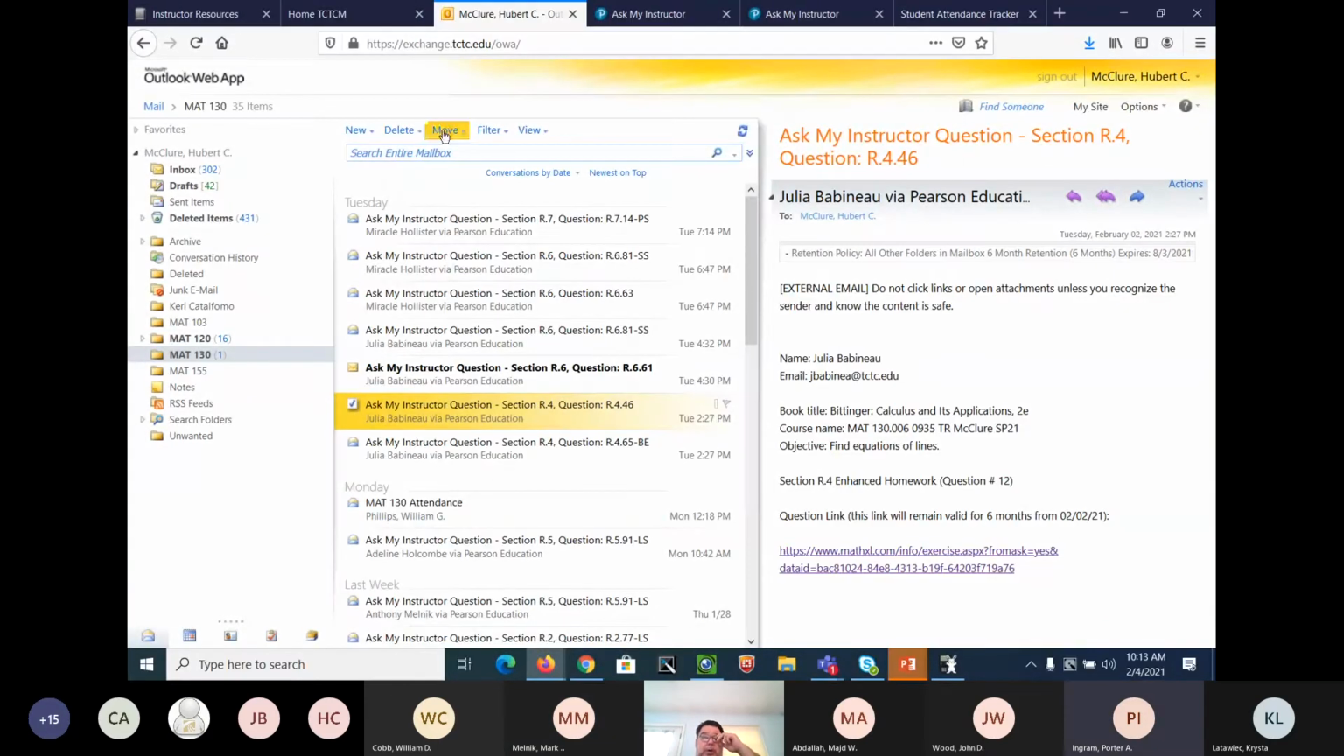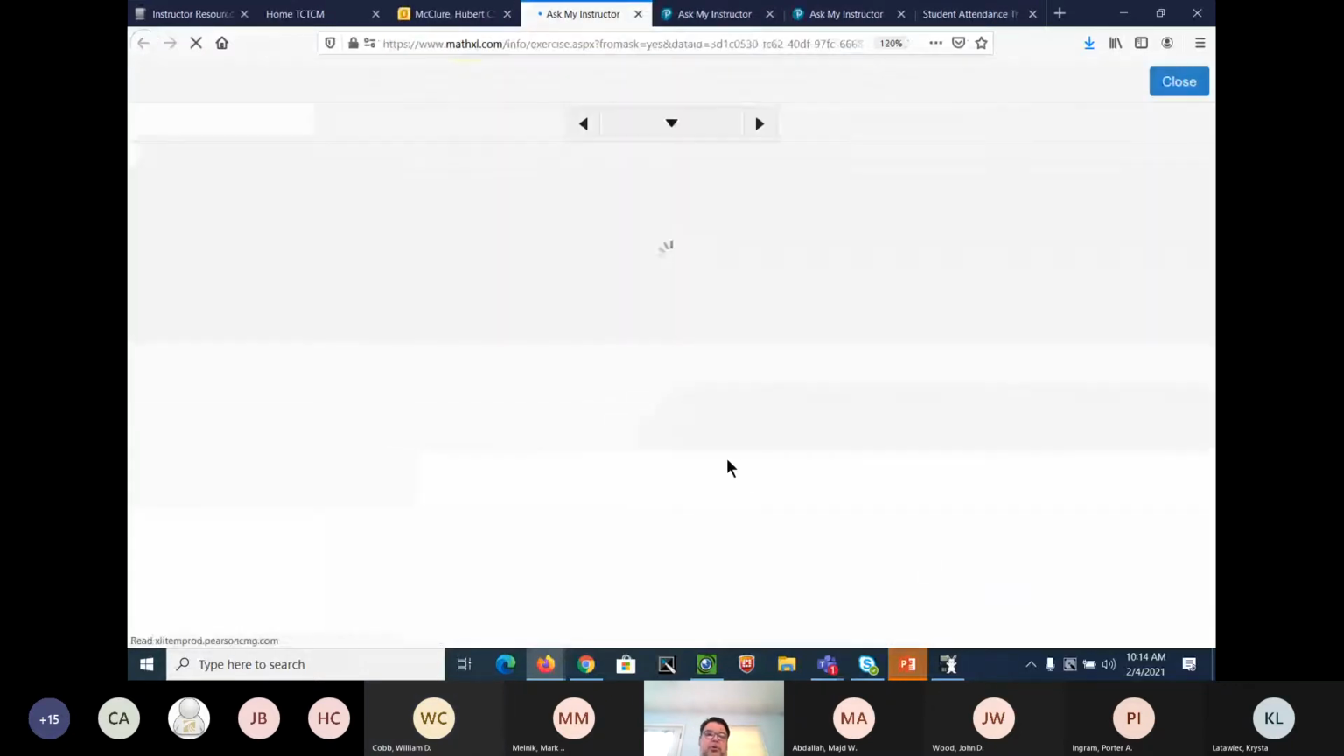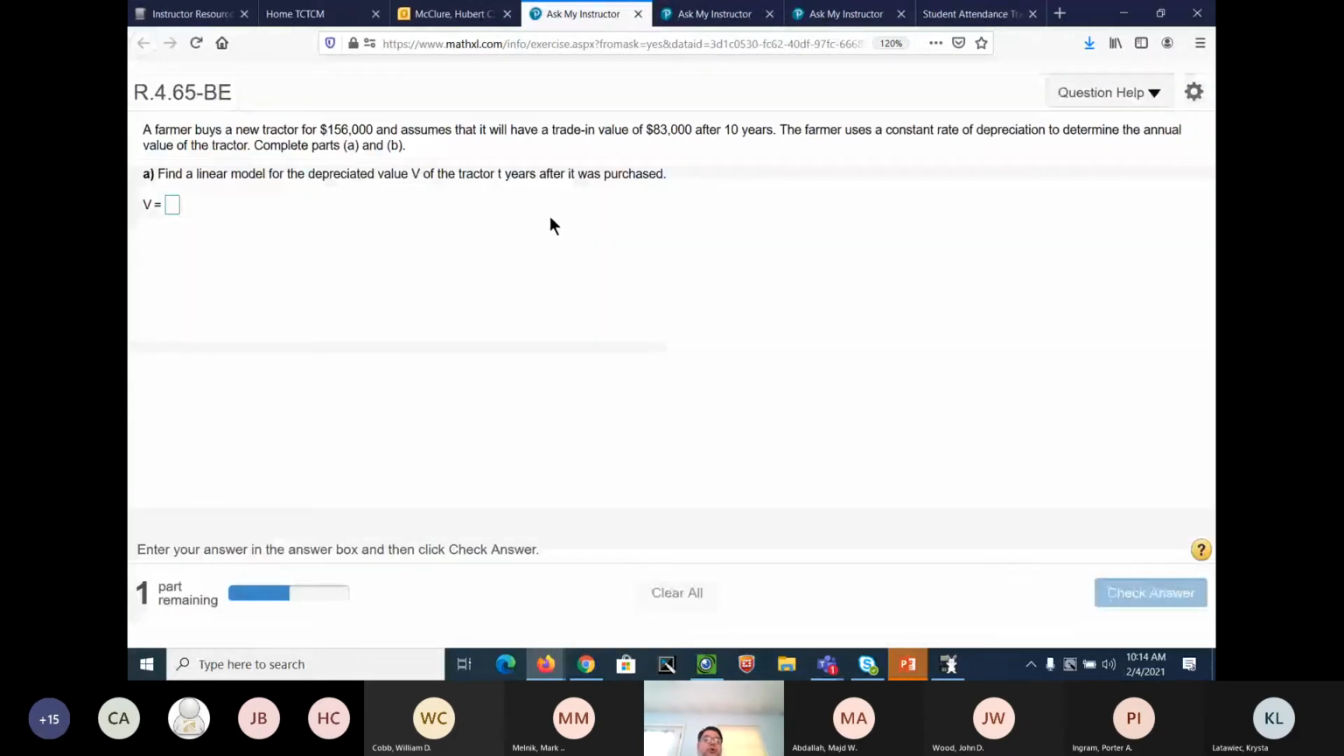All right, looks like we got another R4 question, 65. I don't know what all this is. Never seen that before, and when I haven't seen a question before, that's usually not good. But that's the R4 right there. So let's look at R4 65. That's like in the book, and this is number 16. I've never seen BE before. I don't know what BE stands for.